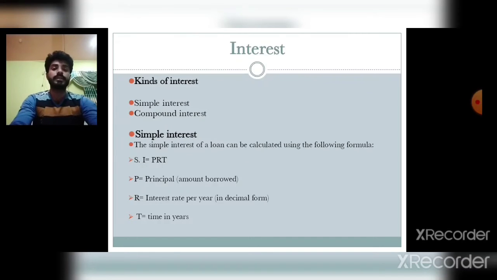Kinds of interest: compound interest and simple interest. What is simple interest? The simple interest of a loan can be calculated using the following formula: SI is equal to PRT. PRT is the abbreviation: P is the principal amount which is borrowed or received, R is the rate of interest per year in decimal form, and T stands for time duration.